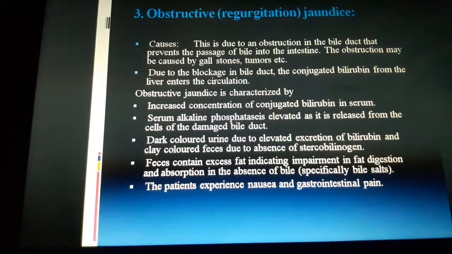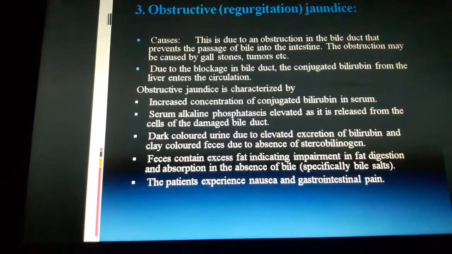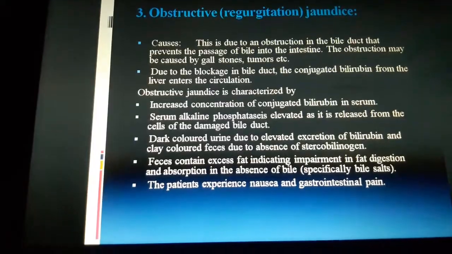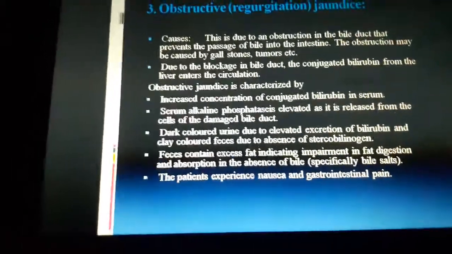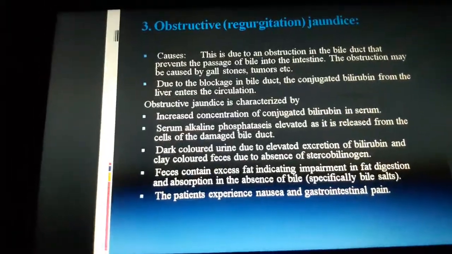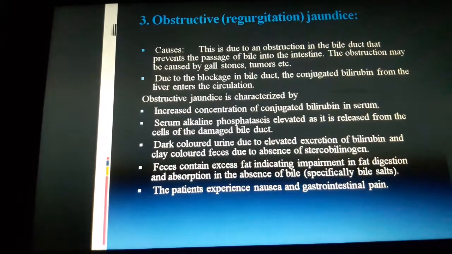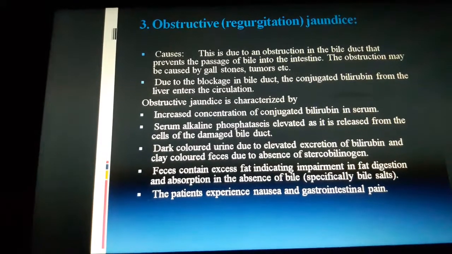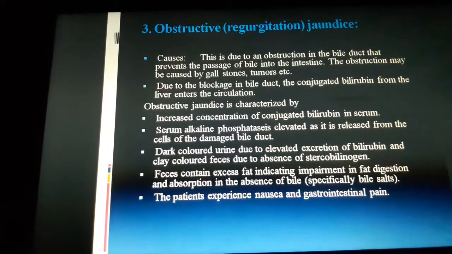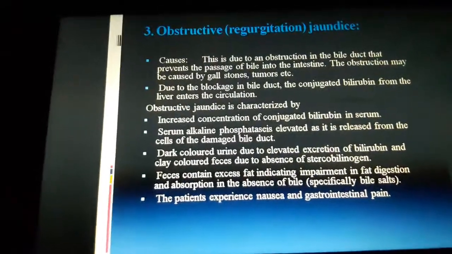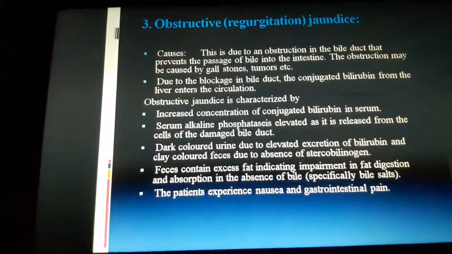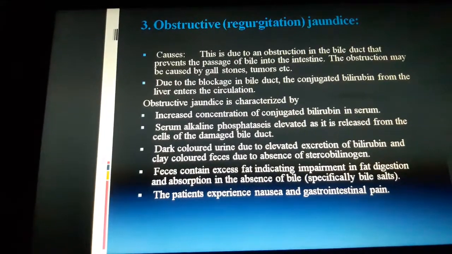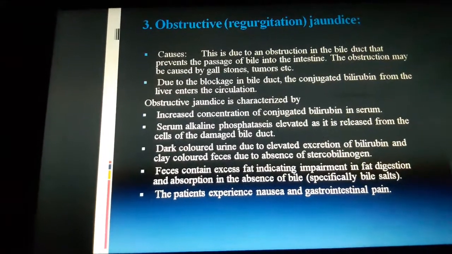Next, obstructive jaundice is characterized by increased concentration of conjugated bilirubin in serum. Serum alkaline phosphatase is elevated as it is released from the cells of the damaged bile duct. Dark colored urine due to elevated excretion of bilirubin and clay colored feces due to the absence of stercobilinogen. Feces contain excess fat, indicating impairment in fat digestion and absorption in the absence of bile. The patients experience nausea and gastrointestinal pain.